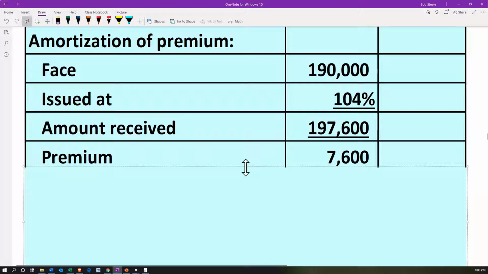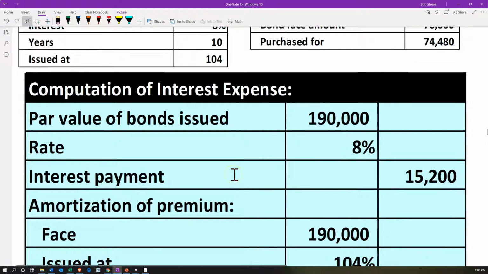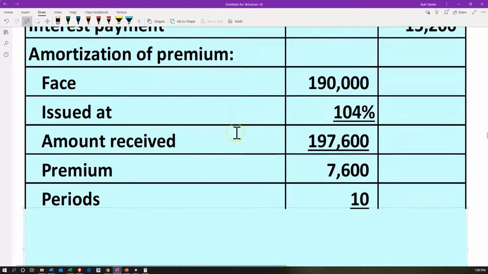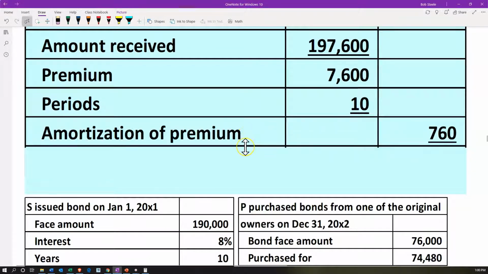Then we're going to have to amortize the premium. We said there are 10 periods involved here, I believe. Is that right? Yeah, 10 periods. And so we're going to take that 7,600 divided by 10, and that's going to give us the amortization of the premium that we're going to have per year.